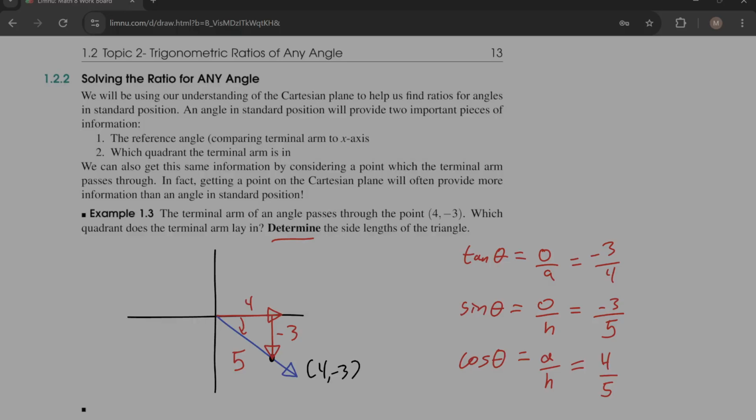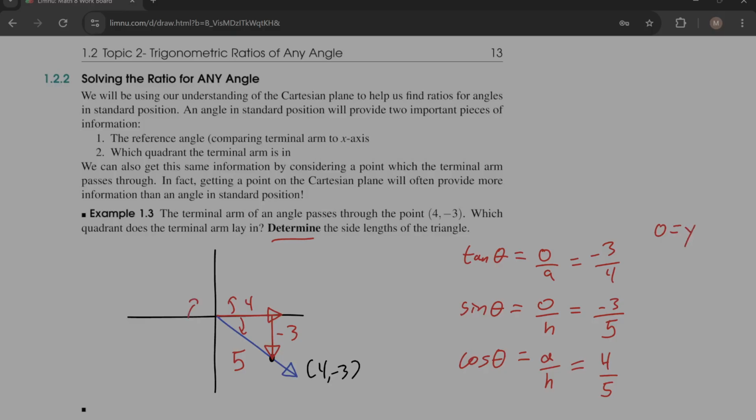Cool beans. Now, the next idea here that we can use is that, well, we said this point was really helpful for us in labeling our triangle out here. Why not, instead of using opposite and adjacent, if I'm always using reference angles, opposite is always y.